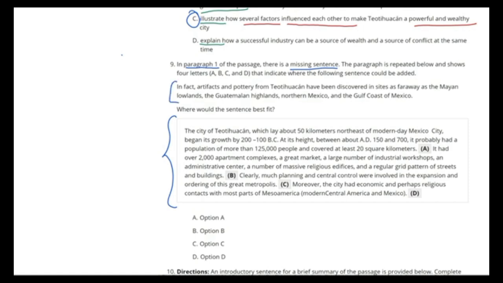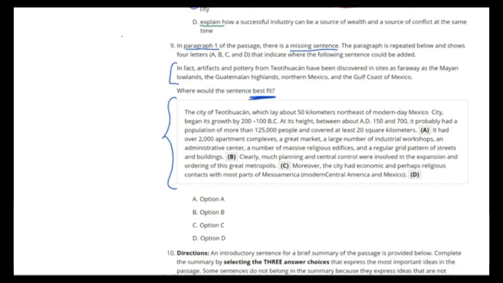Let's have a look at the sentence. What does it say? In fact, artifacts and pottery from Teotihuacan have been discovered in sites as far away as the Mayan lowlands, the Guatemalan highlands, northern Mexico, and the Gulf Coast of Mexico. ETS asks you now, where would the sentence best fit? This means that you need to figure out which of these answers here is the best option.